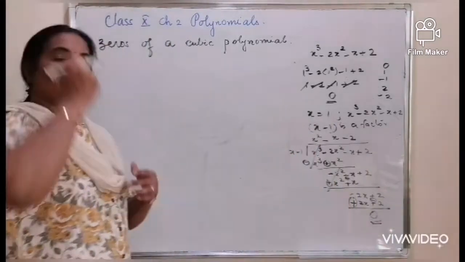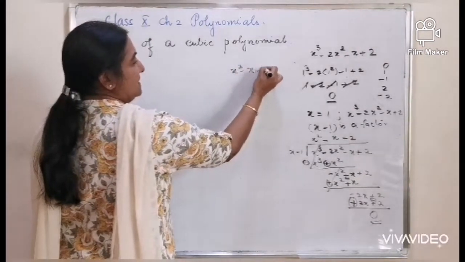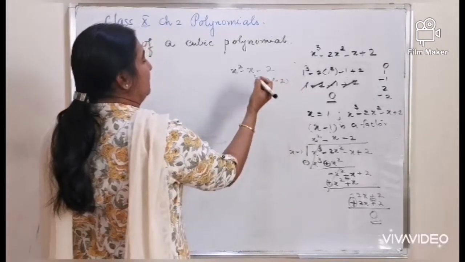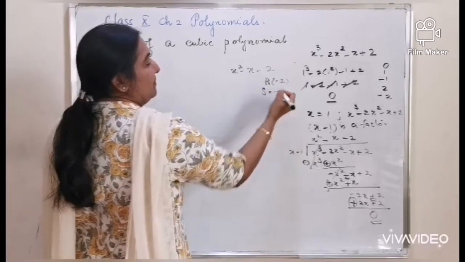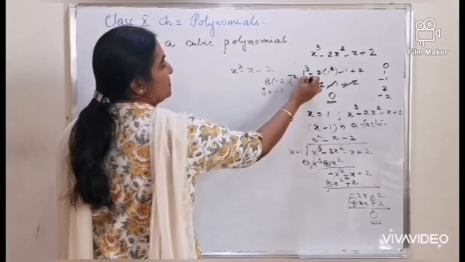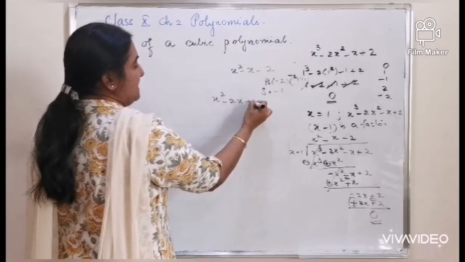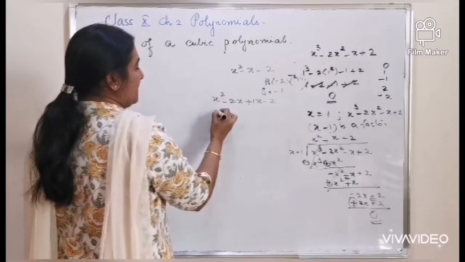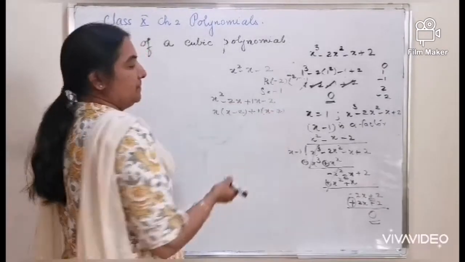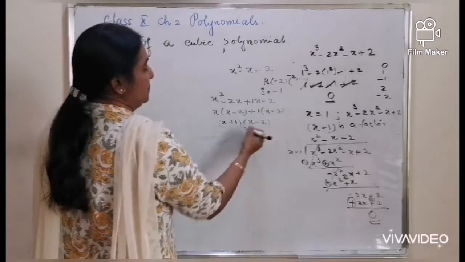The remainder is 0. By factorization, x square minus x minus 2, the product is minus 2. Sum is equal to minus 1. The factors are minus 2 and plus 1. Factorization: x square minus 2x plus 1x minus 2. x into x minus 2 plus 1 into x minus 2. x plus 1 into x minus 2.